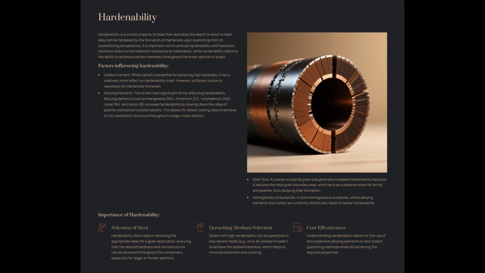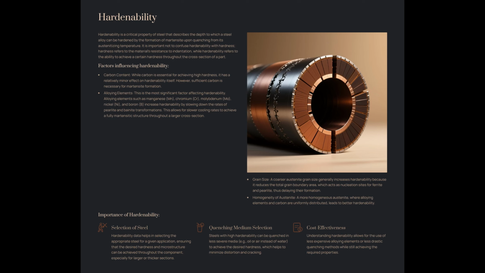Steels with high hardenability can be quenched in less severe media, for example oil or air, instead of water, to achieve the desired hardness, which helps to minimize distortion and cracking. Cost effectiveness. Understanding hardenability allows for the use of less expensive alloying elements or less drastic quenching methods, while still achieving the required properties.